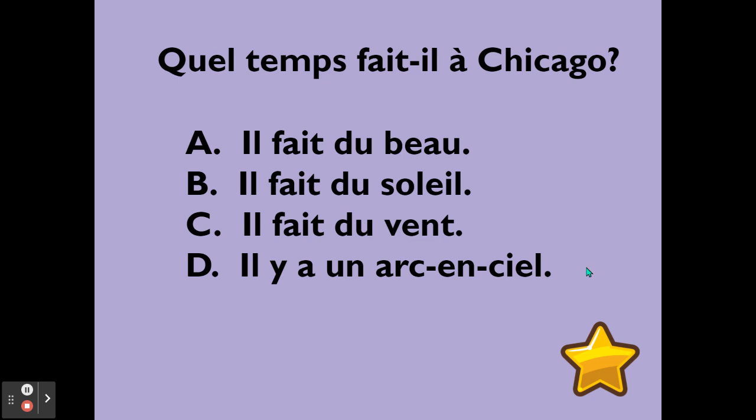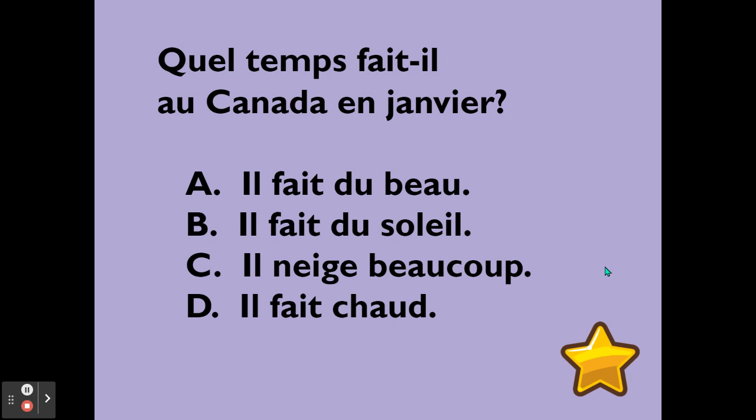Quel temps fait-il à Chicago? Il fait beau. That's a mistake. Sorry. Il fait beau, il fait du soleil, il fait du vent, il y a un arc-en-ciel. So Chicago's known as a something city. Quel temps fait-il au Canada en janvier? So remember, Canada's north of us, right? Il fait beau. Again, sorry about that. Il fait du soleil. Il neige beaucoup. Il fait chaud. So in Canada in January.